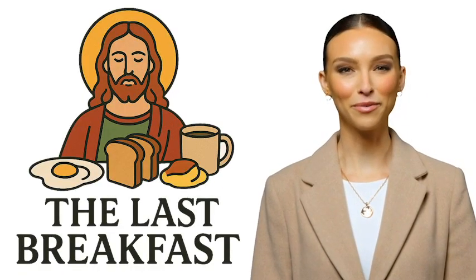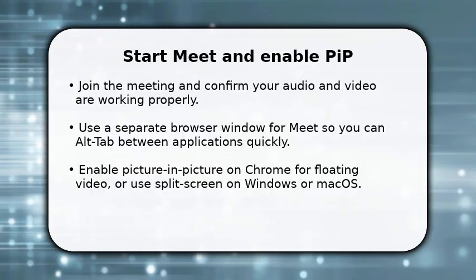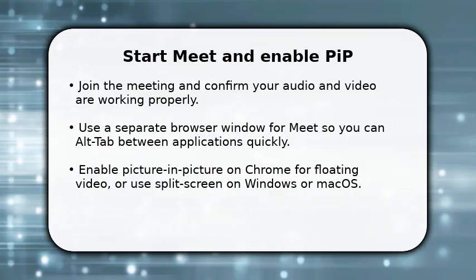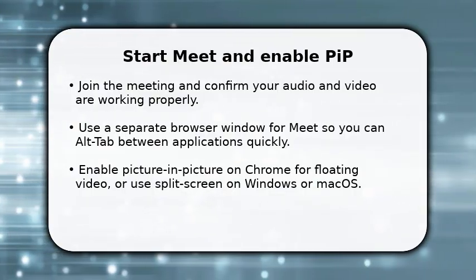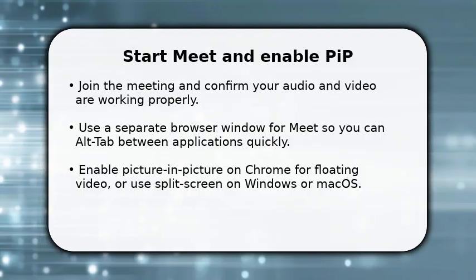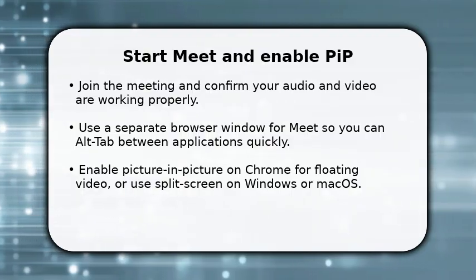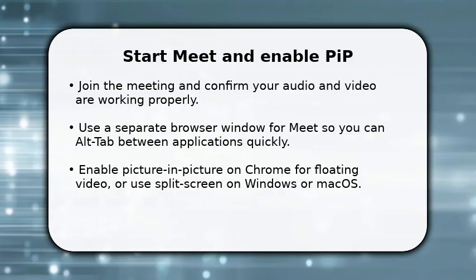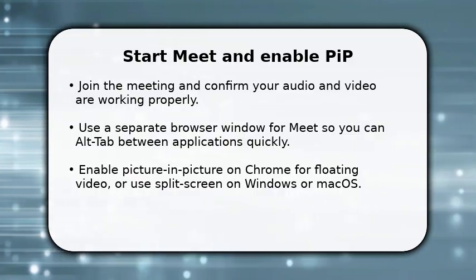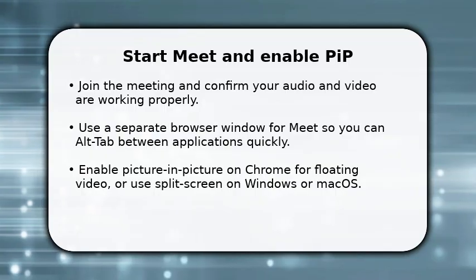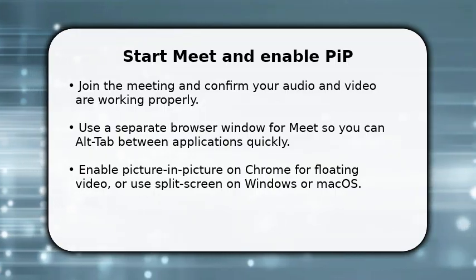Open Google Meet in your browser or the mobile app before switching apps. Join the meeting and confirm your audio and video are working properly. On desktop, click the three dots and choose Change Layout or Present Now as needed. Use a separate browser window for Meet so you can Alt-Tab between applications quickly.